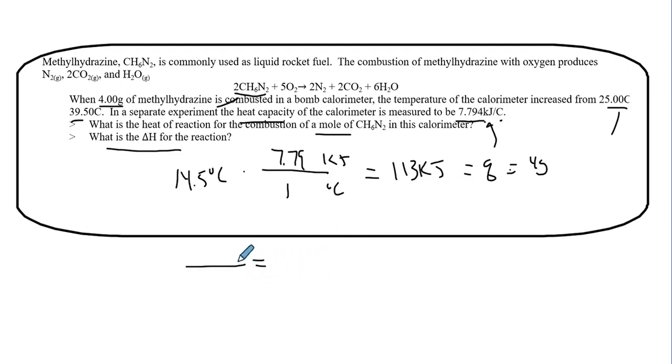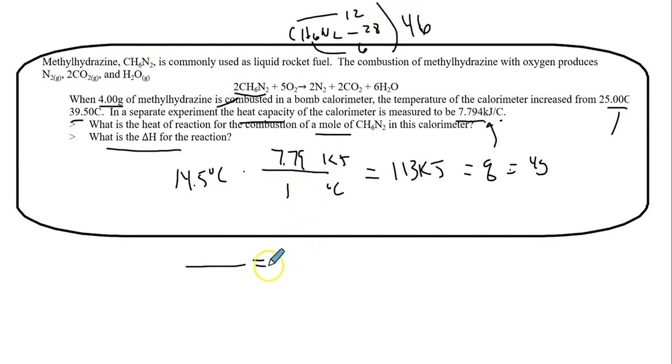In this case, you need to know how much one of these weighs. So let's go ahead and do this. It's CH6N2. This is going to be 12, 6, and 28. So this weighs 12 plus 28 plus 6 equals 46. So 1 mole weighs 46.